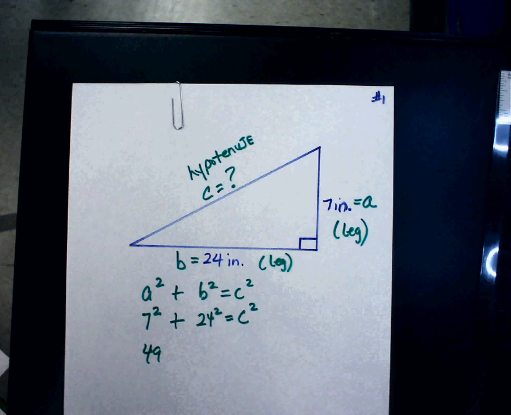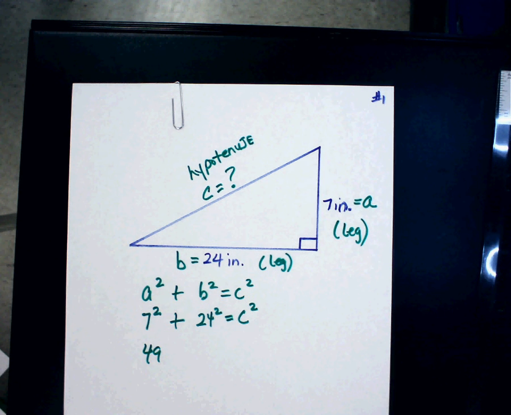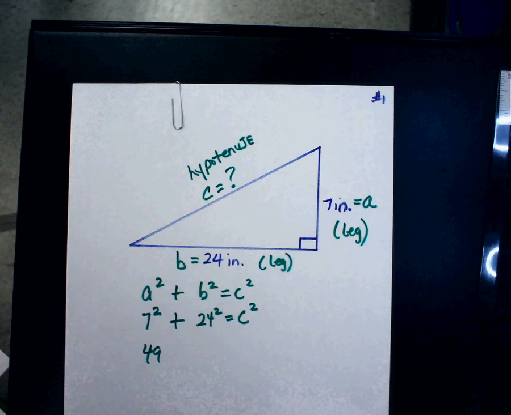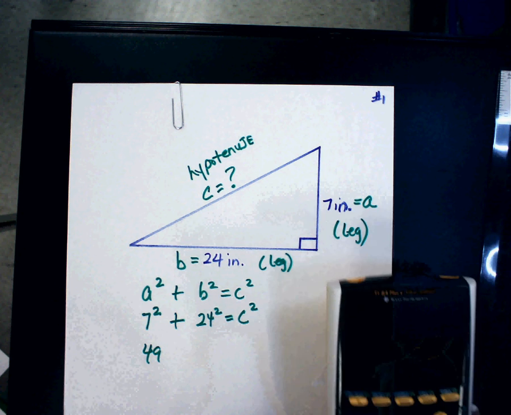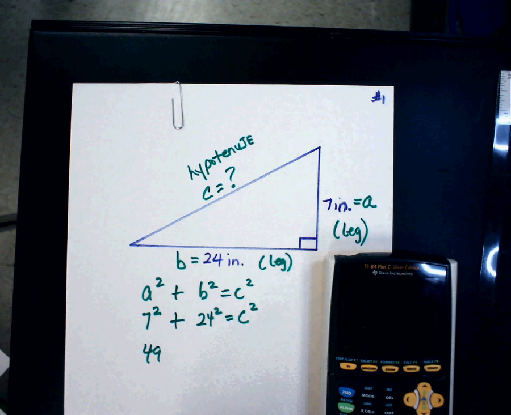For those of you that said, oh, I know what 7 squared is, but to square 24, let's see how we're going to do that. So our famous and our faithful calculator. So we have 24 squared, and then you hit 24 and squared, and then enter.